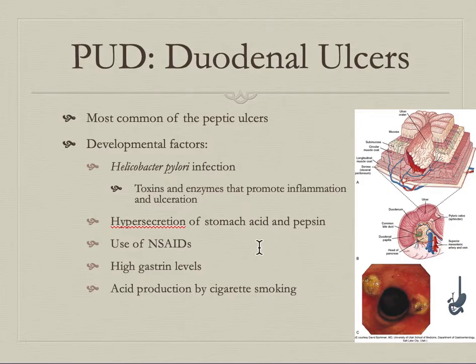You can also get duodenal ulcers from too much stomach acid. You have a hypersecretion of stomach acid. That will come from high gastrin levels, which can be caused by those tumors in Zollinger-Ellison syndrome. It can also be caused by cigarette smoking. A lot of things will trigger that production of acid.